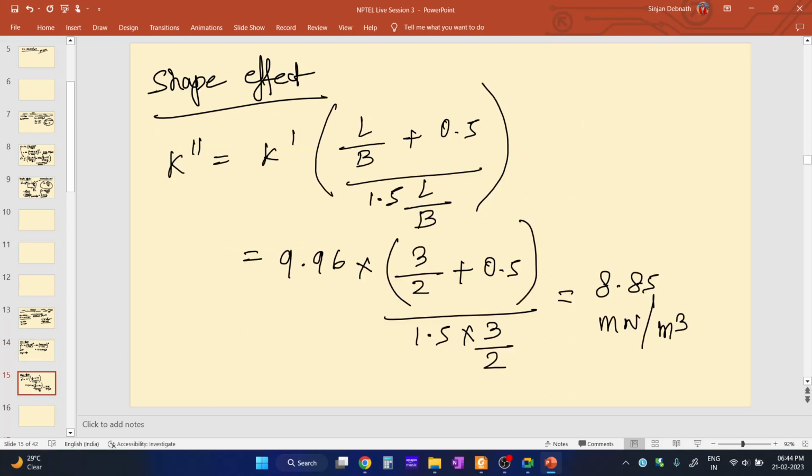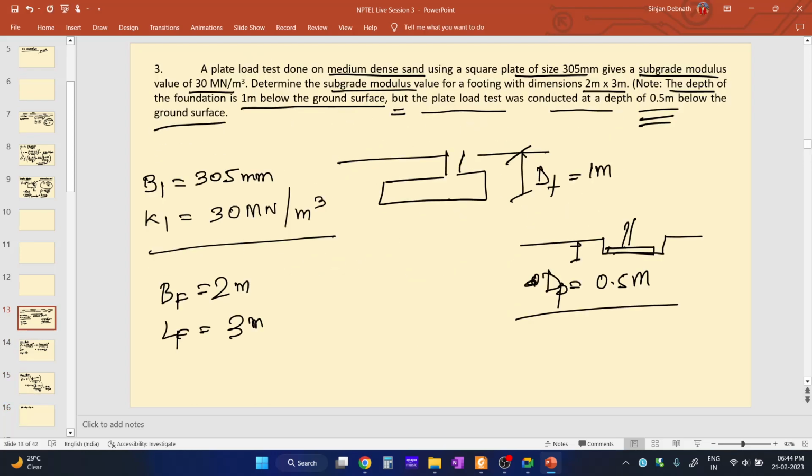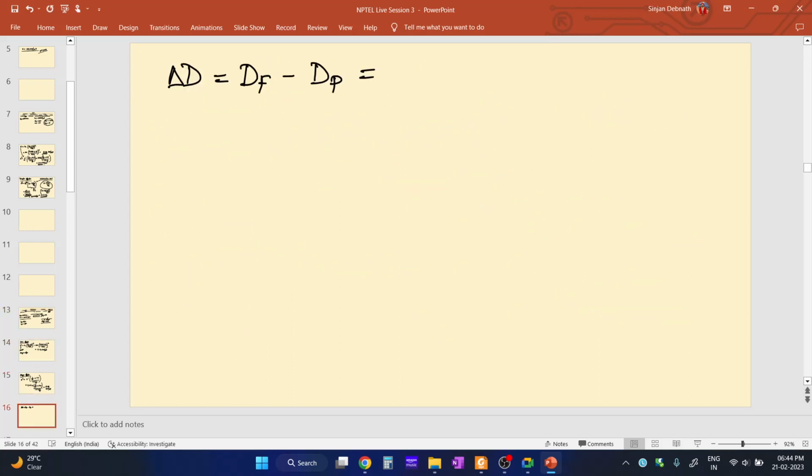So how to incorporate that effect? We have found out k double dash. Now we need to find out k triple dash. That is to incorporate the depth effect. So how we will do that? We need to find out here the difference of depth, that is del d. What is the difference of depth between the foundation and the plate? The depth of the foundation is 1 meter, and the depth of the plate was 0.5 meter. So the difference in depth is 0.5 meter.